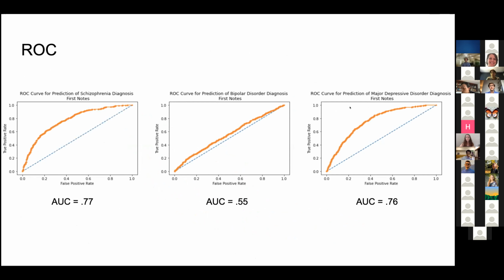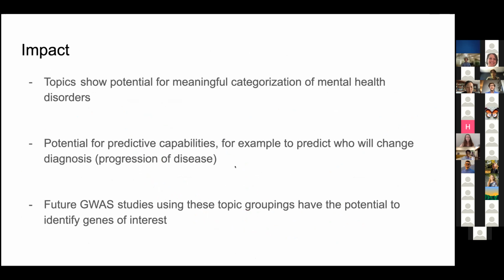The regression's inability to predict bipolar affective disorder may be representative of the challenges associated with diagnosing and identifying bipolar disorder. Through our LDA and analysis, we were able to identify meaningful categorization of mental health disorders with the potential for predictive capabilities. These results could eventually be used to provide a basis for more individualized treatments and potential groupings for future GWAS studies within and across diagnostic boundaries. The hope is that it will ultimately help improve patient outcomes.